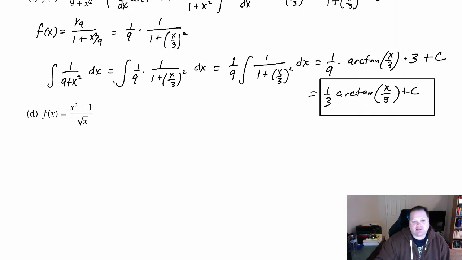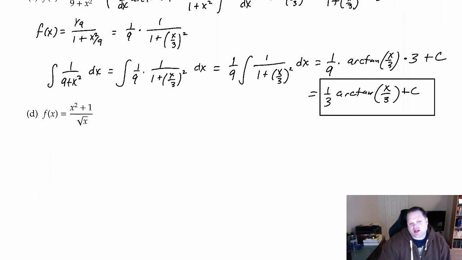All right, finally this last one. I do not know of any derivative that we've looked at whose function results in something like this. So there's no derivative-antiderivative pair that would be useful here.